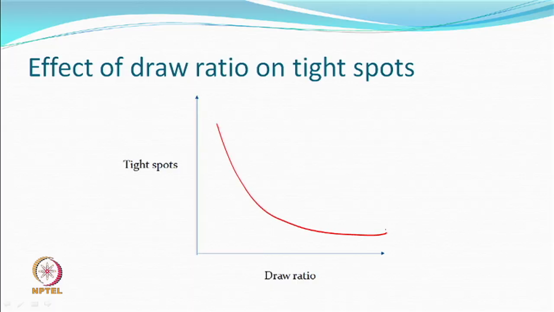What you will get is like this. That is, you increase the draw ratio, the tight spots are going down. Again, good for us. One of them is increasing, the other is decreasing. So, we have a way in which we can get our optimum value somewhere. But the question is, why does it decrease? Why does it decrease? Number of helices decrease. That should reduce the crimp rigidity. Why should it reduce tight spot, if that is true?